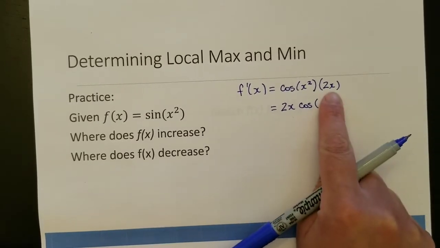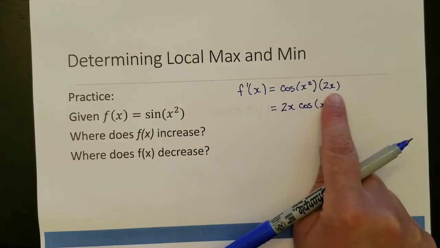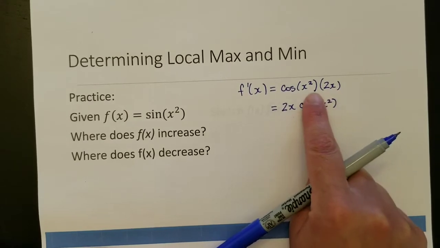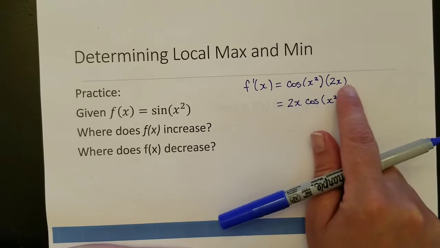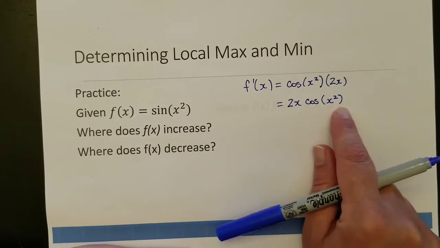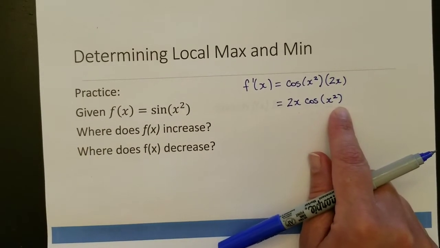I always like to pull out any multiplier after a trig function just so that it's really clear. Pull it out front so that it's really clear that that's not part of the angle. It's just 2x multiplied by that cosine function.